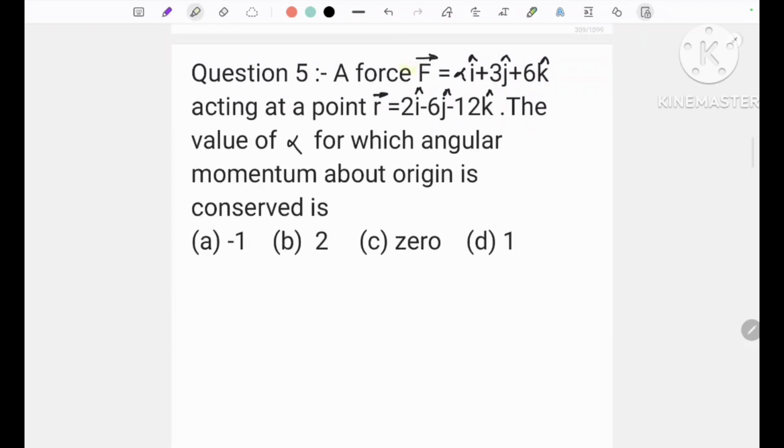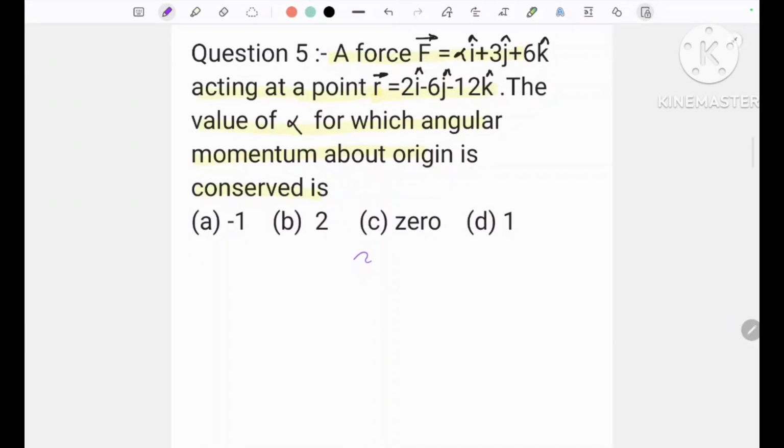Next, force alpha i cap plus 3 j cap plus 6 k cap acting at point 2 i cap minus 6 j cap minus 12 k cap. The value of alpha for which angular momentum about origin is conserved. For conservation of angular momentum, torque must be 0, or 0 i cap plus 0 j cap plus 0 k cap.